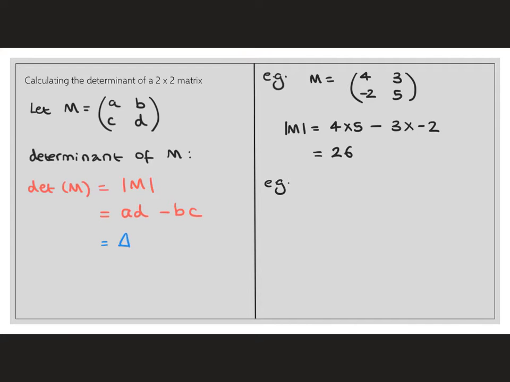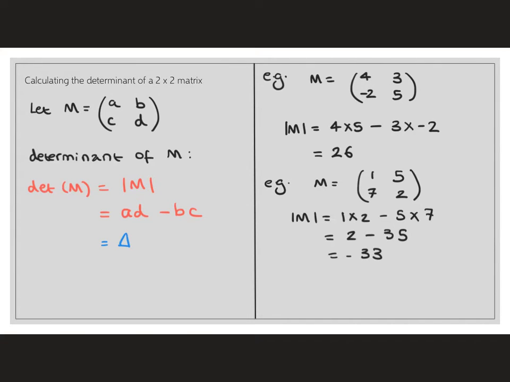Let's look at another example. M is equal to 1, 5, 7 and 2 here. So the determinant of M is equal to 1 multiplied by 2 minus 5 multiplied by 7. So that is equal to 2 minus 35, which is equal to -33. So determinants can be positive, they can be negative, they can be equal to 0. They do not have to be integer values as well, depending on the components of your matrix.